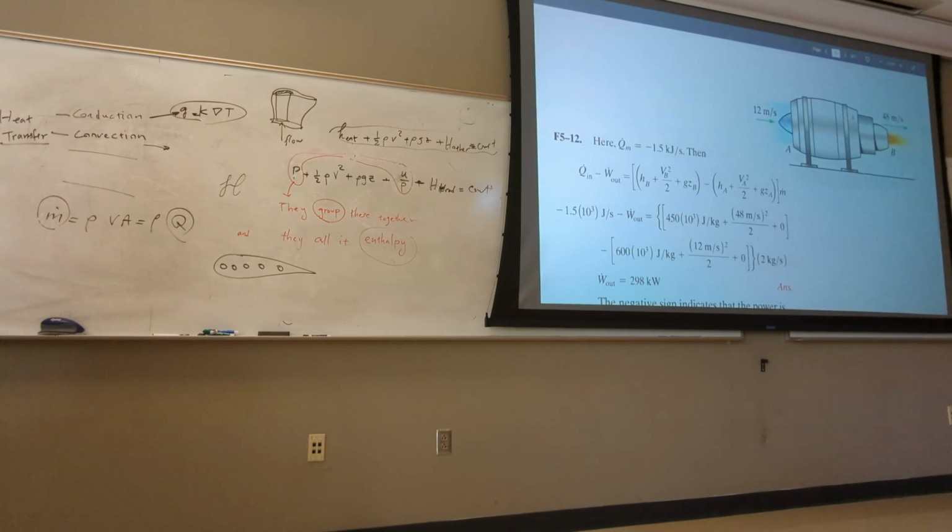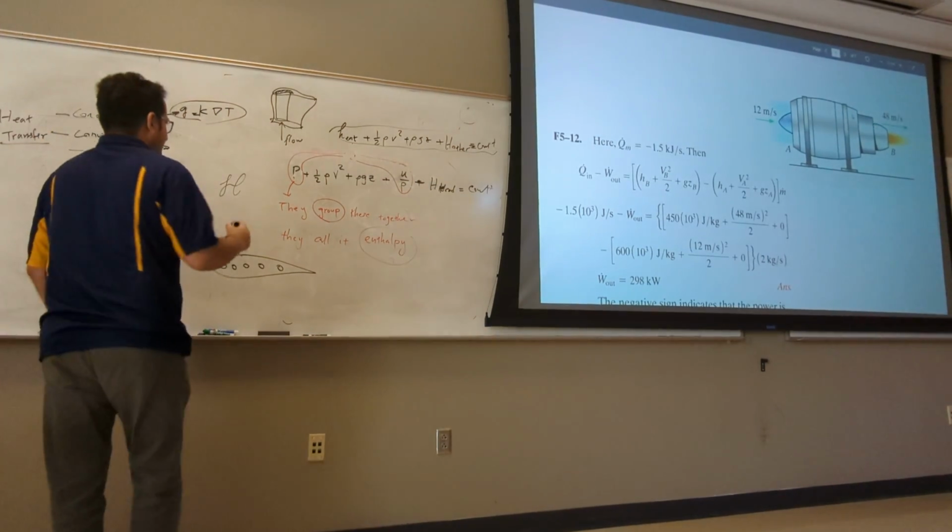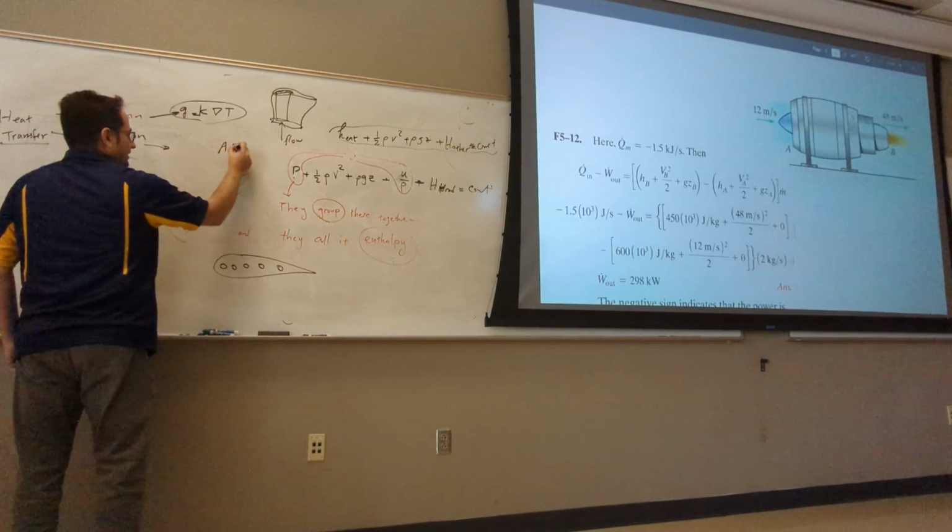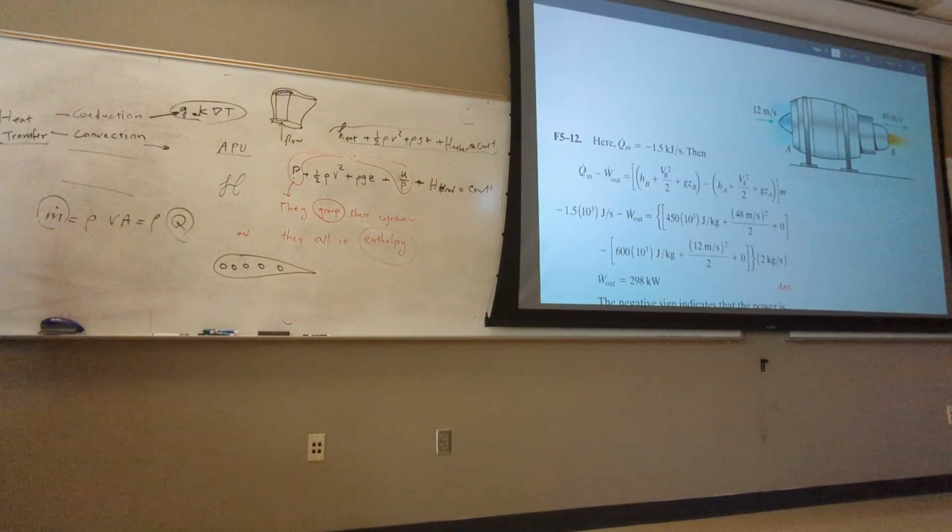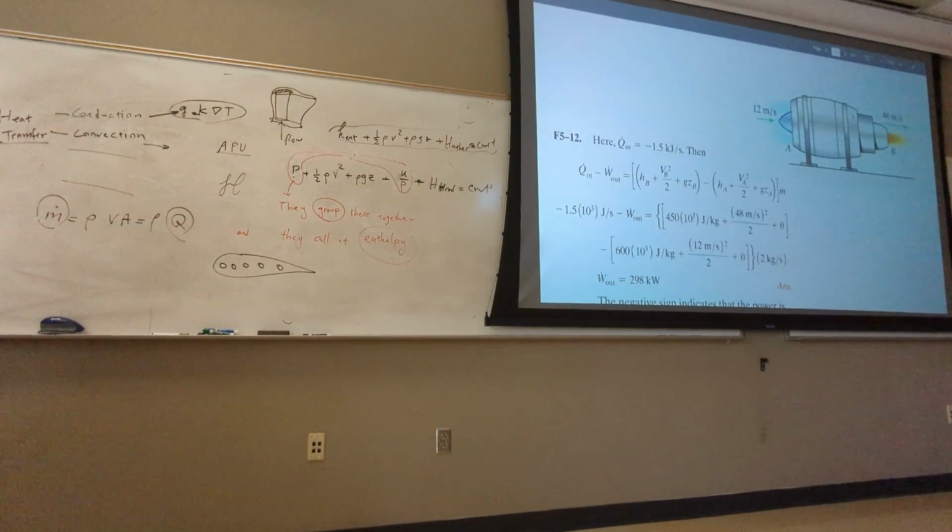In aerospace, they have things like the APU, auxiliary power unit. So sometimes it's a turbine, sometimes it generally acts like a pump. For example, inside the aircraft, sometimes you need to have suction to refresh the air, right? So all this energy is going to be converted into different forms.